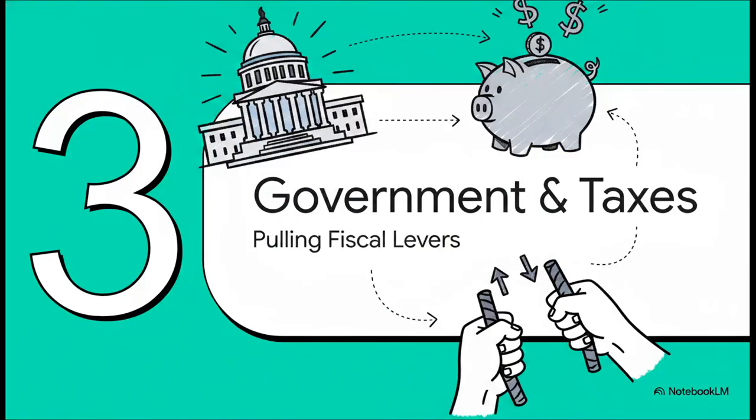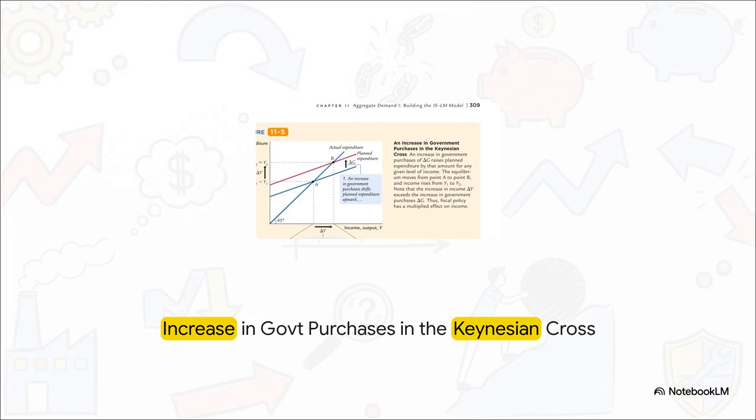Okay, let's look at Section 3, government spending and taxes. Time to pull some fiscal levers. When the government decides to step in and increase purchases, the planned expenditure schedule shifts upward. The distance of that upward shift is your change in government spending. But here's the kicker. The resulting increase in total income is visibly larger than that initial government injection. The gap between the new and old equilibrium income ends up being significantly wider than the actual initial shift itself.